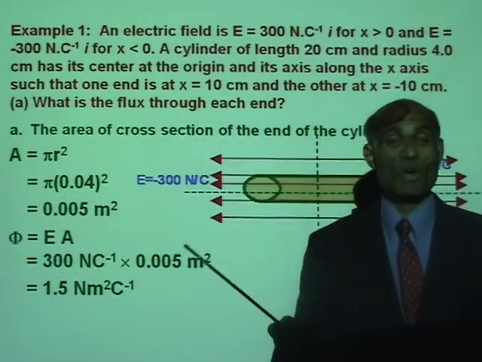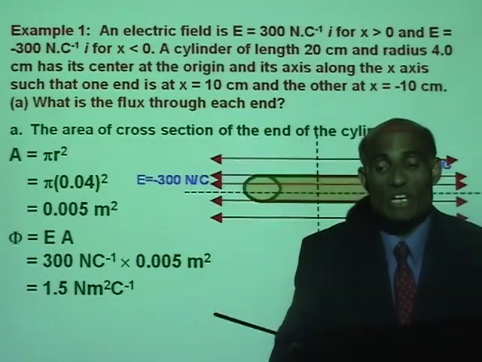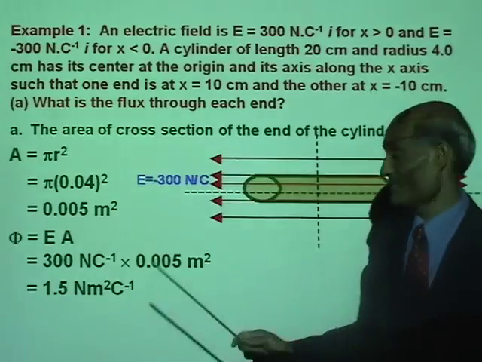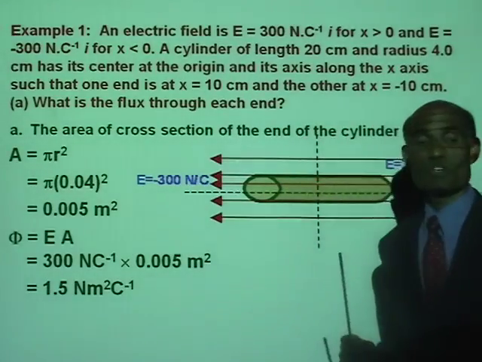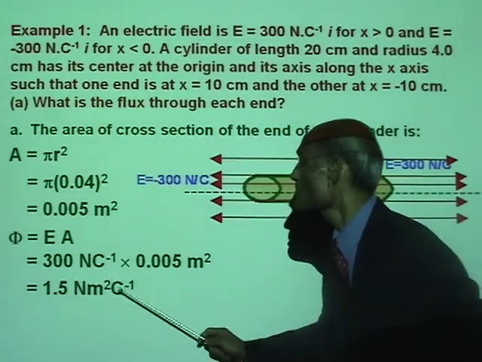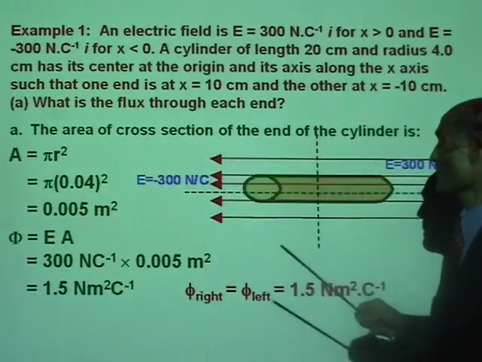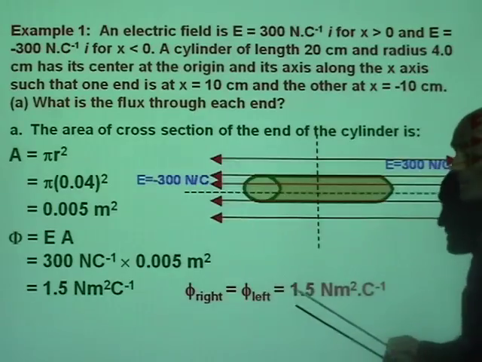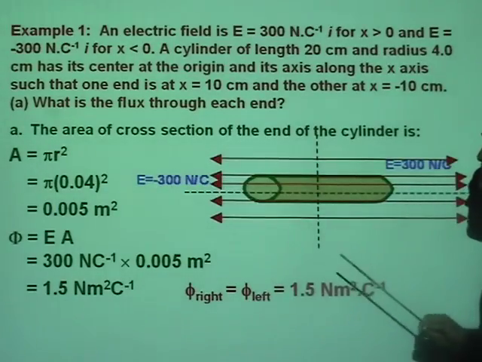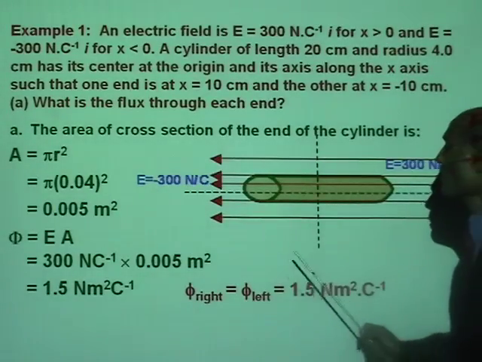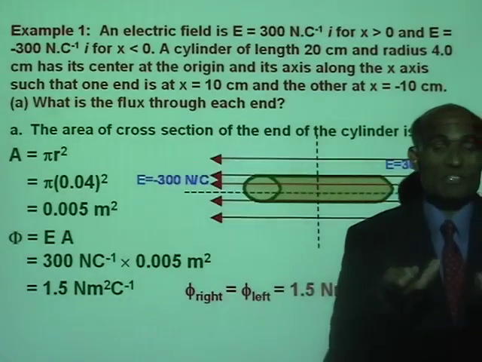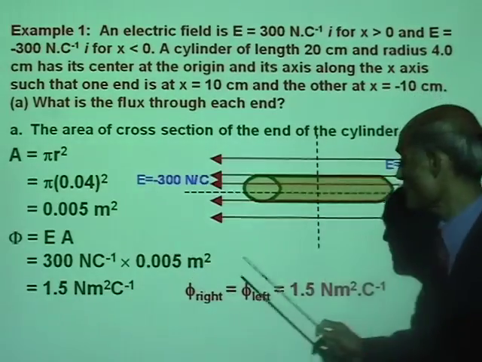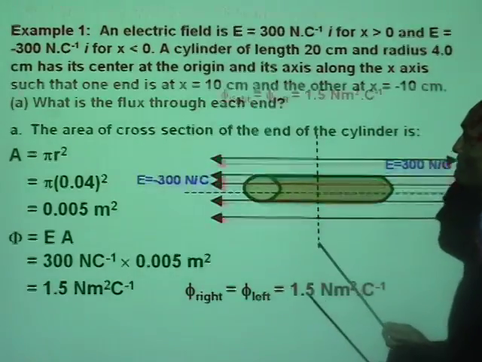Therefore, if I ask you, what is the total flux leaving the cylindrical surface through both ends? It will be the sum of this, which will be 3 Newton meters squared per Coulomb. So, phi right equal to phi left equal to 1.5 Newton meters squared per Coulomb, and the total flux leaving the cylindrical surface through the two ends will be the sum of the two.